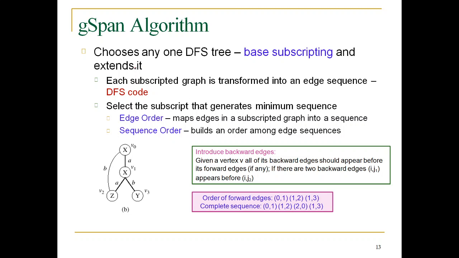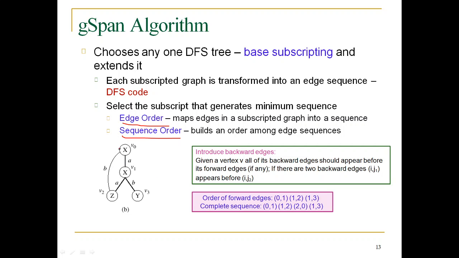So in this DFS, we have taken an example and we need to write the minimum sequence values from that particular graph. So here we are going to use the edge order as well as the sequence order. Edge order is the mapping of the edges in a subscripted graph into the sequence, and sequence order builds an order among the edge sequences.